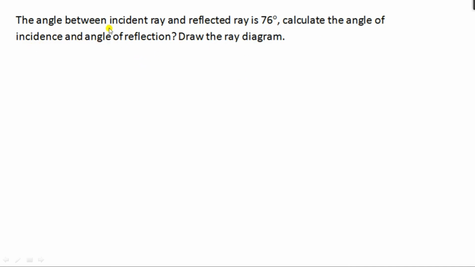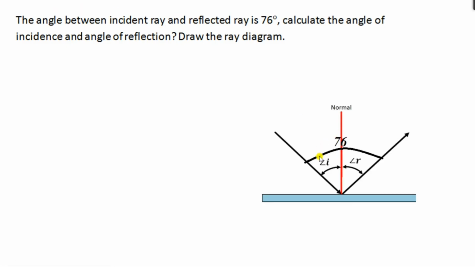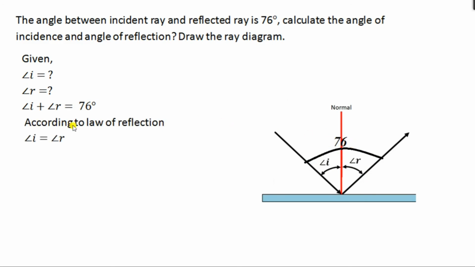Draw the ray diagram. So in this case, the angle between incident ray and reflected ray is given. So this angle is given. So this is 76. So we have to find angle I and angle R. Angle I is not given, angle R is not given, but angle I plus angle R is given, that is 76. So according to law of reflection, I can write angle I is equal to angle R. So instead of angle R, I can write angle I. So in this equation, instead of R, I am writing angle I, because angle I and angle R are equal.